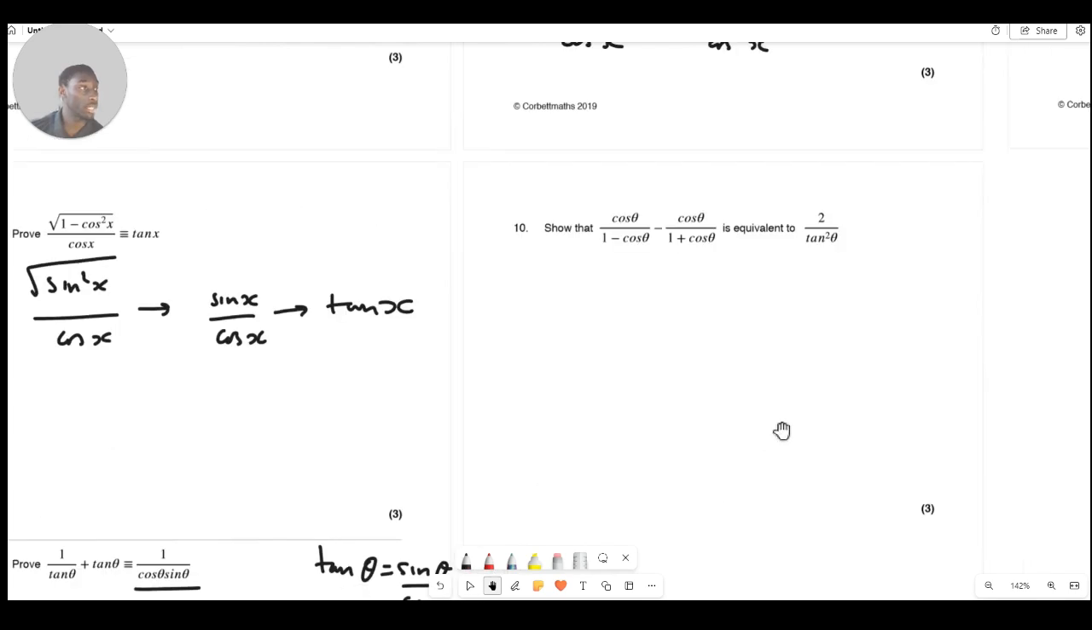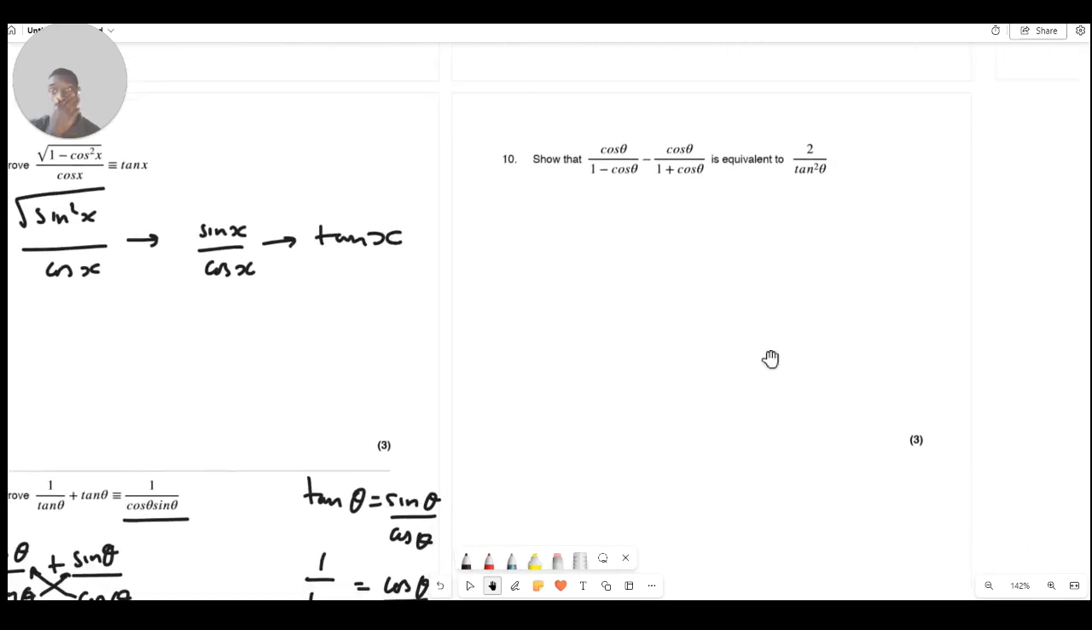Now let's try this last one. So again, we're going through these questions very nice and simple, but you see the whole concept is just playing around with these identities in order to allow us to prove one side is equal to the other. Okay, now this is an interesting one.